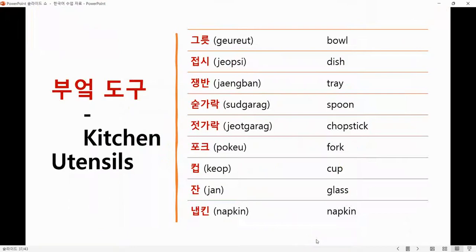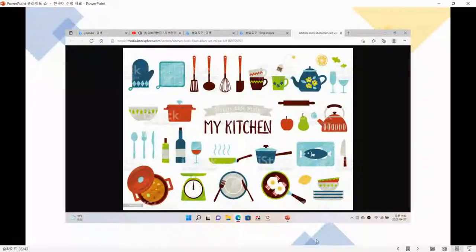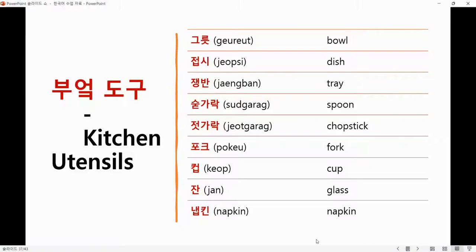Second one is 접시. What is 접시? 접시 is a dish. Do we have a dish here? Yes, the one at the bottom, in the center with the fork and knife, gray color. The round one is called dish or plate. So we call it in Korean 접시. 접시 is dish or plate.